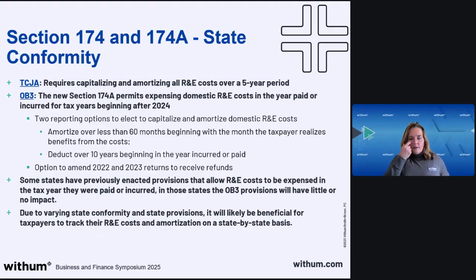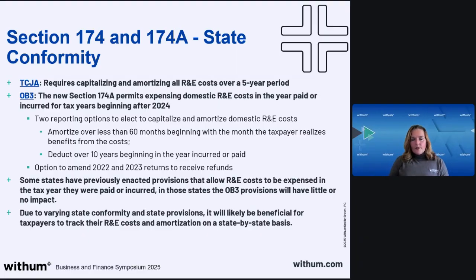There is an option in the OB3 to allow for an amended return for 22 and 23 for entities that are under 31 million of gross receipts. And the deadline to do that is July of 2026. So we'll see how the states respond to that, because if you change the federal income, you're required to change the state income.